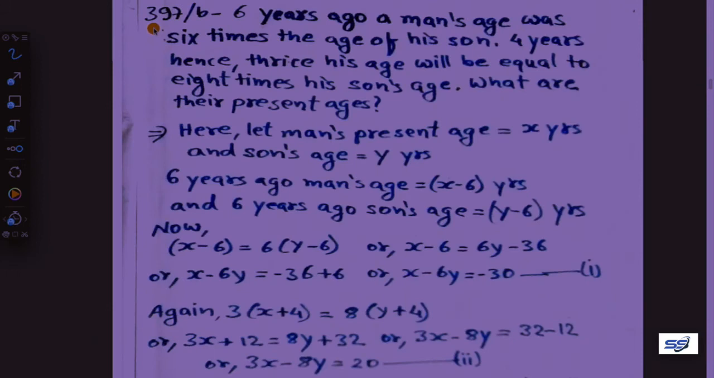Our question number 397 upon b. Here is the given question: 6 years ago a man was 6 times the age of his son. 4 years hence, thrice his age will be equal to 8 times his son's age. What are their present ages? This is an age problem of a man and a son, given as a verbal question.